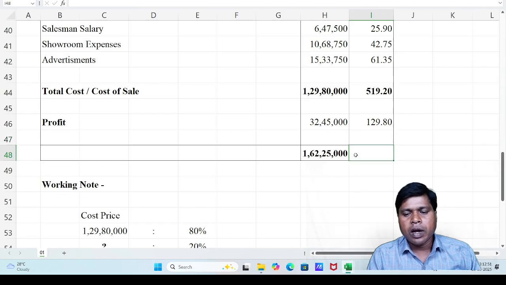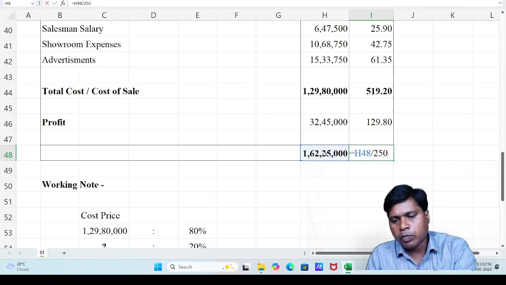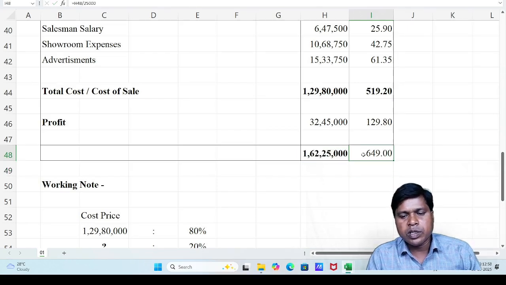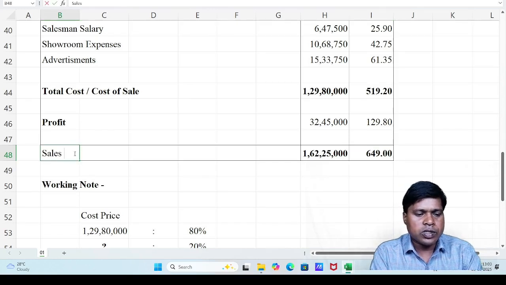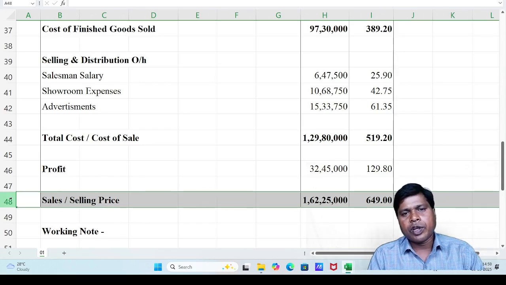129.80, and selling price per unit: amount divided by number of goods sold, 25,000, 649, and I am writing here sales or selling price. So this is our final answer: sales or selling price 1 crore 62 lakh 25,000 and selling price per unit 649. After this answer, our first practical problem is over.